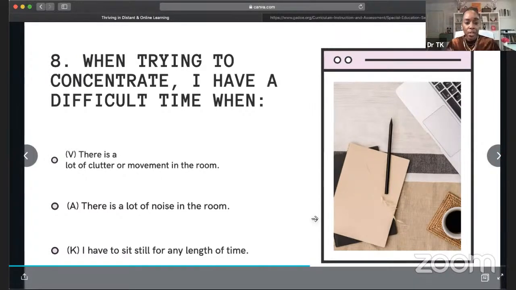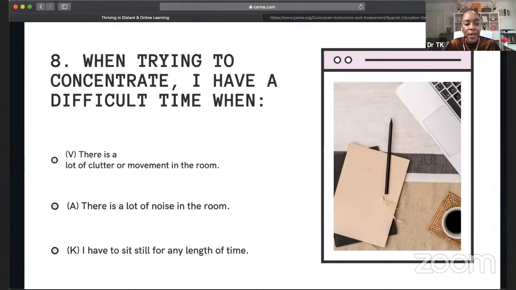Number 8, when trying to concentrate, I have a difficult time when there is a lot of clutter or movement in the room. That's V. You should not be in a room where it is cluttered and a lot of noise, because you're not going to focus on your homework or classwork. A is there is a lot of noise in the room. So too much stimuli is coming in.